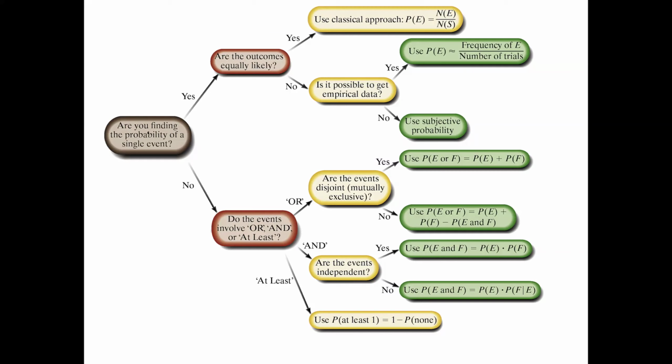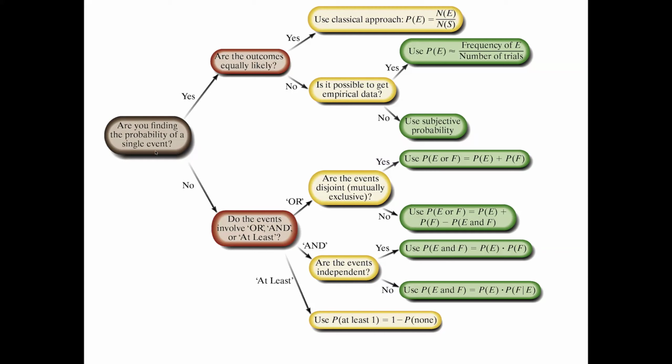So if you are doing a single event, and that's a key thing, sometimes we're just getting the probability of a single event. We have the classical approach, or we also have the empirical approach, which is this one here. We talked about that. And that's the yes answer to the question, is it possible to get empirical data? Empirical data means the outcomes are not equally likely.